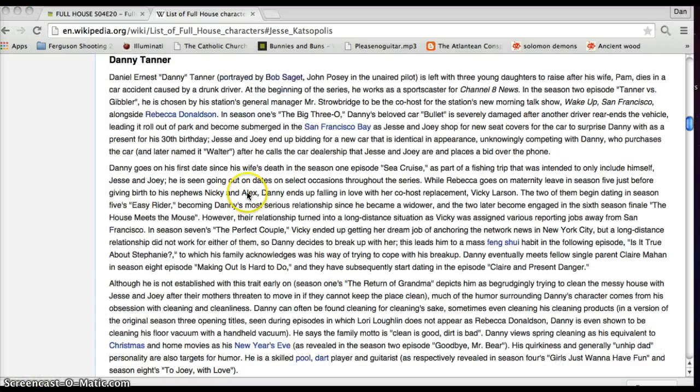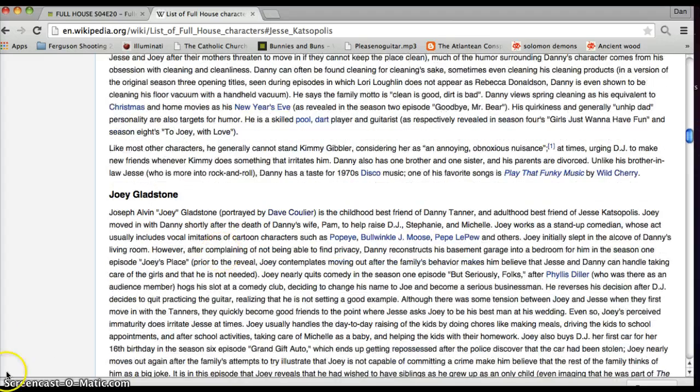Another thing I remembered was that the dad, Bob Saget, Danny Tanner, it says here, at the beginning of the series, he's a sportscaster for Channel 8 News. But what I remember him for is Wake Up San Francisco. And I mean, just the name of that right there. Wake Up San Francisco. Like they're either telling you something's going to happen or, open your eyes to the truth. I don't know, pretty interesting to me.